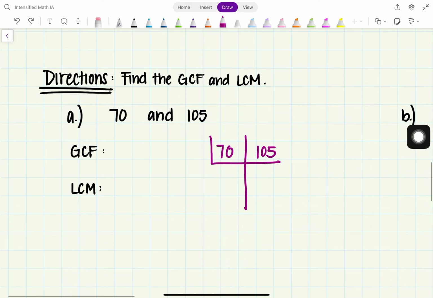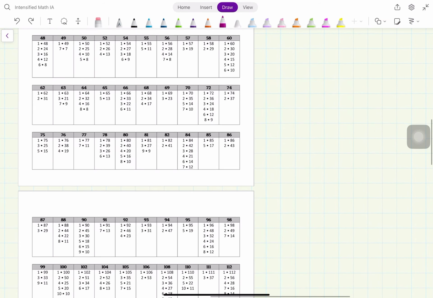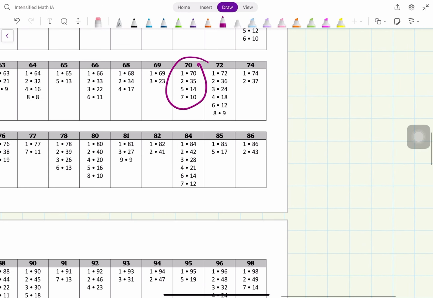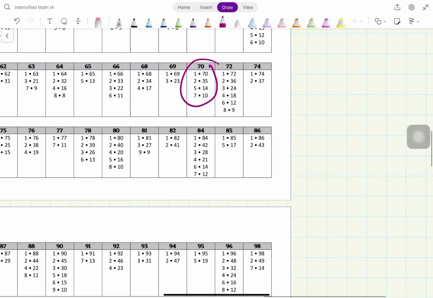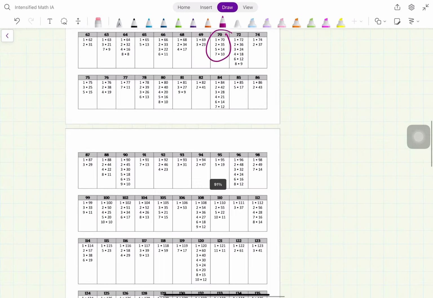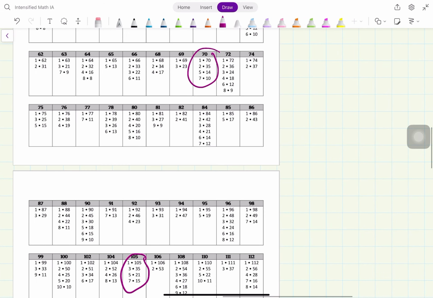So I'm going to go onto my chart, and my chart is over here. 70. These are my multiples, all right, or my factors, sorry. And what is the other one? 105. 105 is over here. If I take a look at those numbers, they seem to have, let's see, a 5 in common. They also have a 7 in common. Oh my god, they actually have a 35 in common.